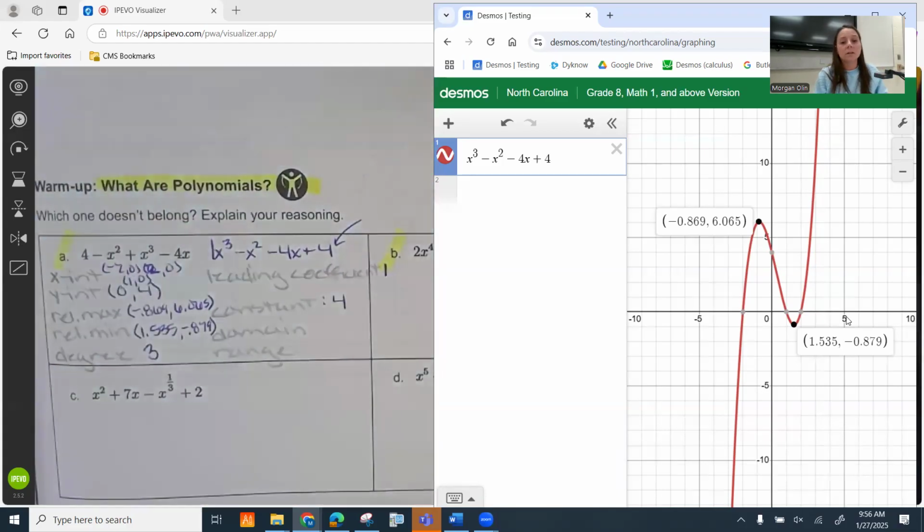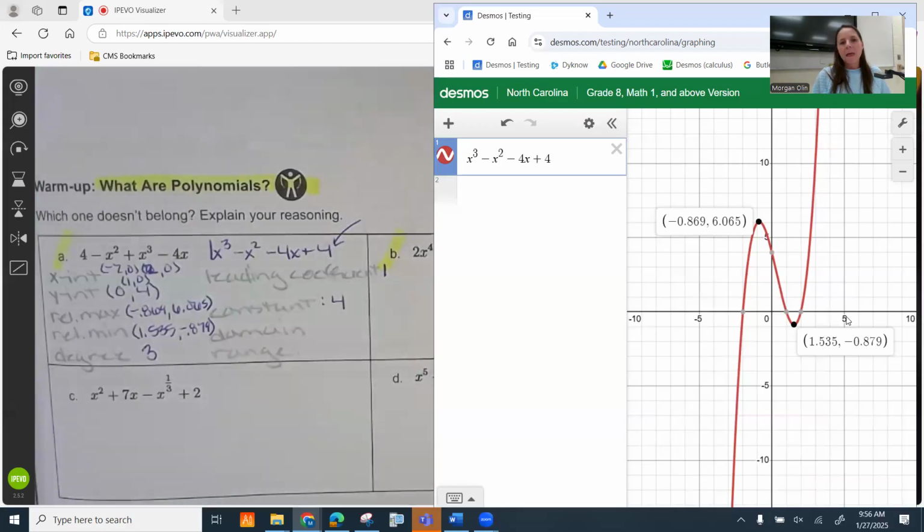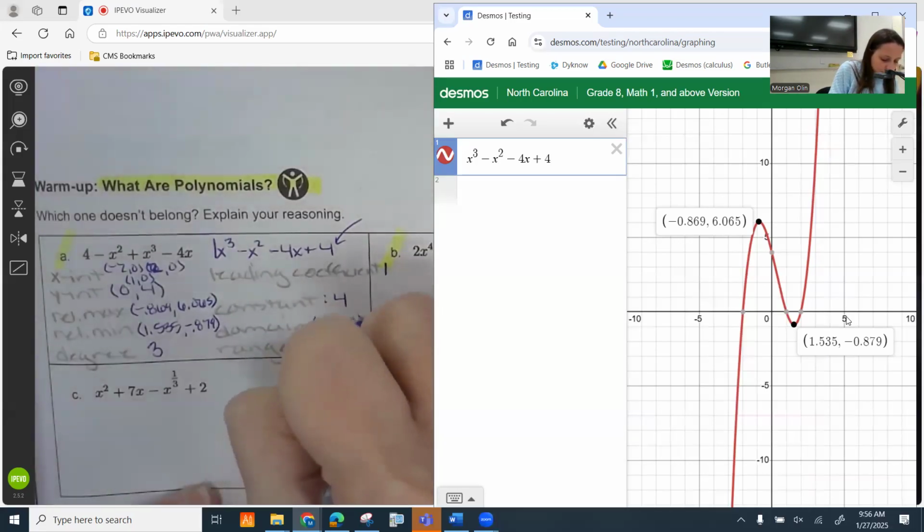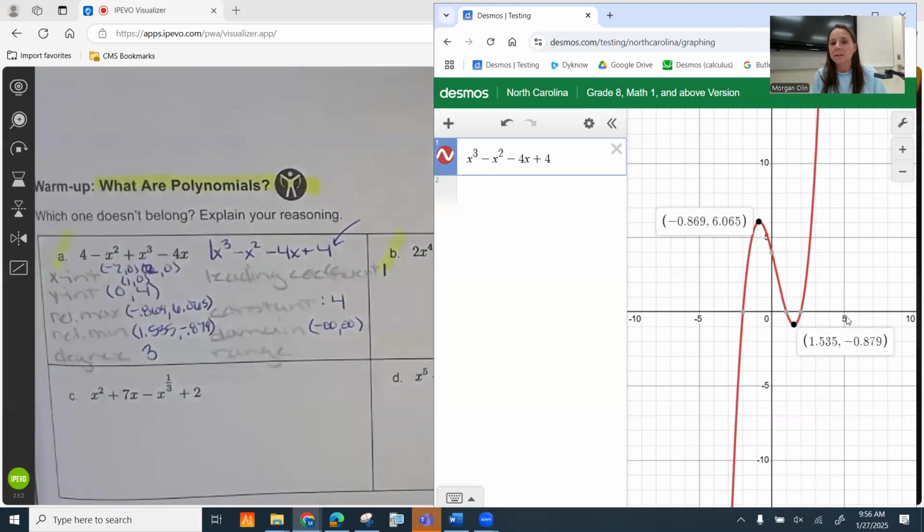So our leading coefficient for this one is 1. And now let's talk about our domain. For all polynomials that we are talking about in this unit, the domain is negative infinity to infinity. We're not limited on the x values that we can plug in. However, the range is going to differ.